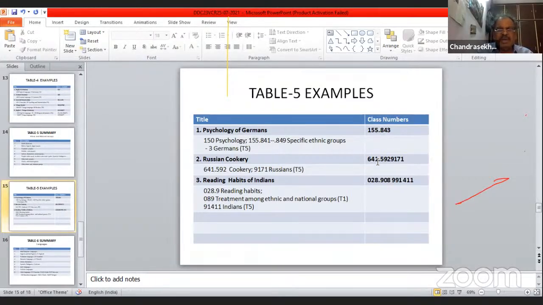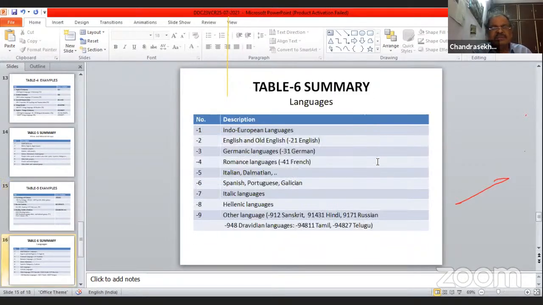Table 2 we have to add as per instruction. Table 3 we add to literature without instruction. Table 4 we add to 400 languages without instruction. Table 5 we have to add only when there is an instruction. Then table 6 is languages.